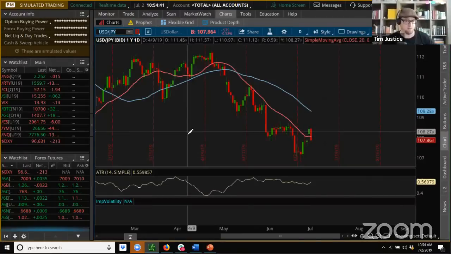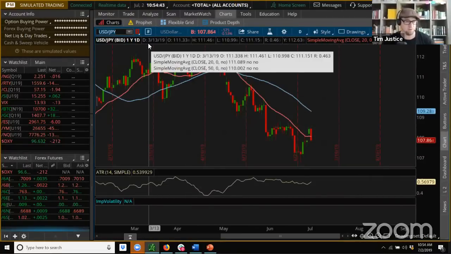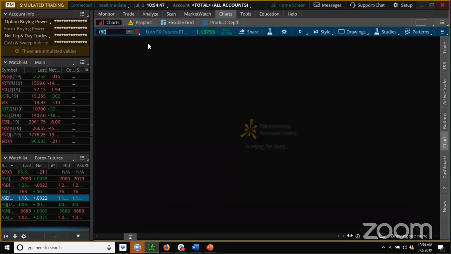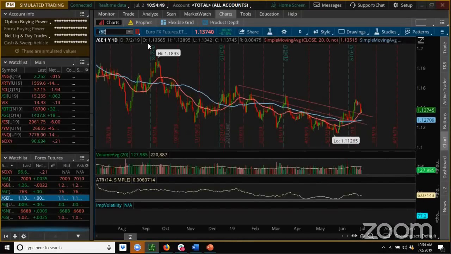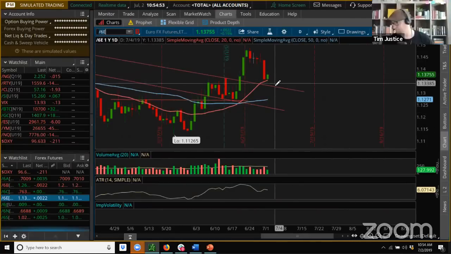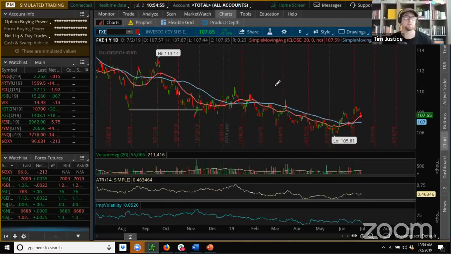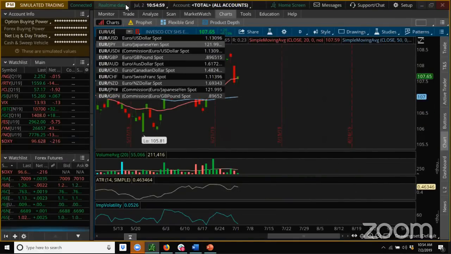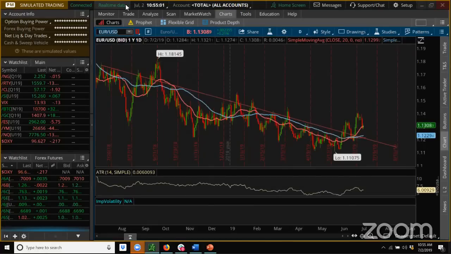If you've never traded currency, dig into it. Literally, you have every type of instrument to trade currency. Here you're looking at the Euro futures trade, same type thing. Here you're looking at the ETF version of it, same thing. And here you're looking at the actual cross pair, same thing.